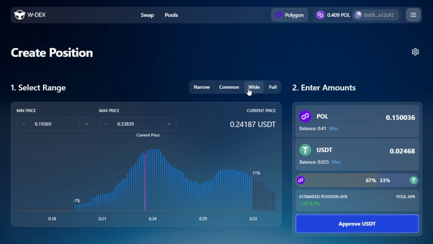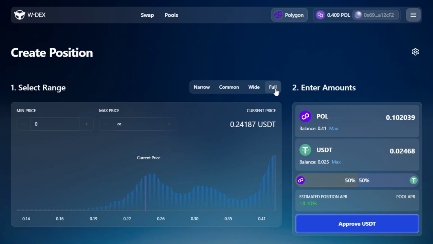Wide, a significantly expanded price range from -7% to +11%. Your assets will almost always remain active, but capital efficiency may be lower, as users earn fewer fees for the same amount of liquidity compared to narrower ranges. The wider the range, the more users can provide liquidity within it. As a result, the trading fees in this range are distributed among a larger number of participants, which reduces individual profit. This option is suitable for conservative users.